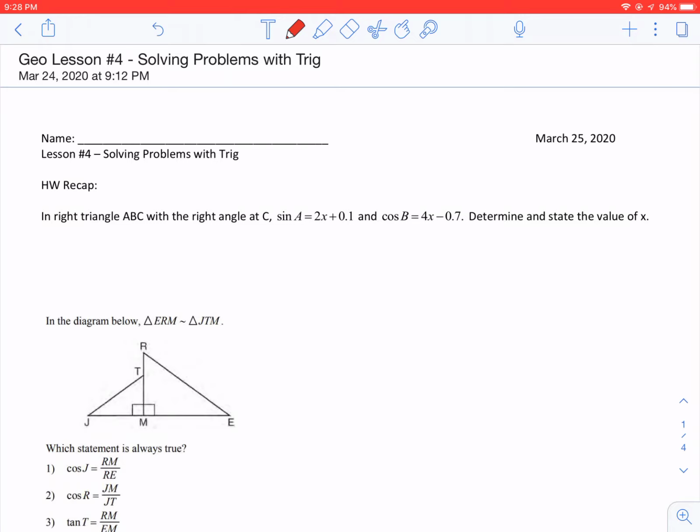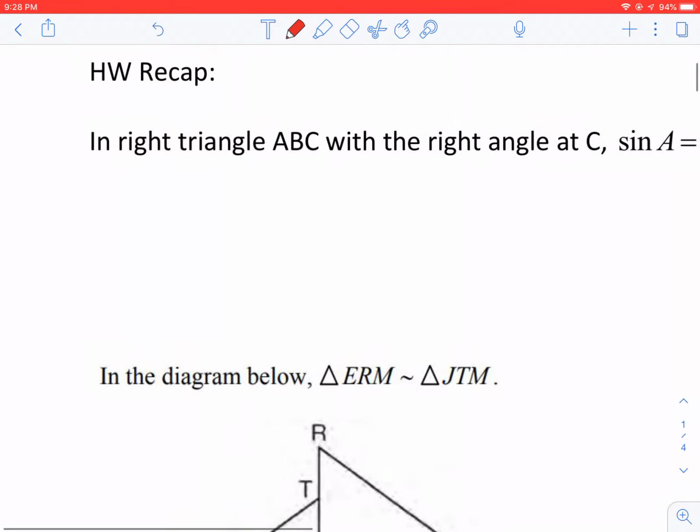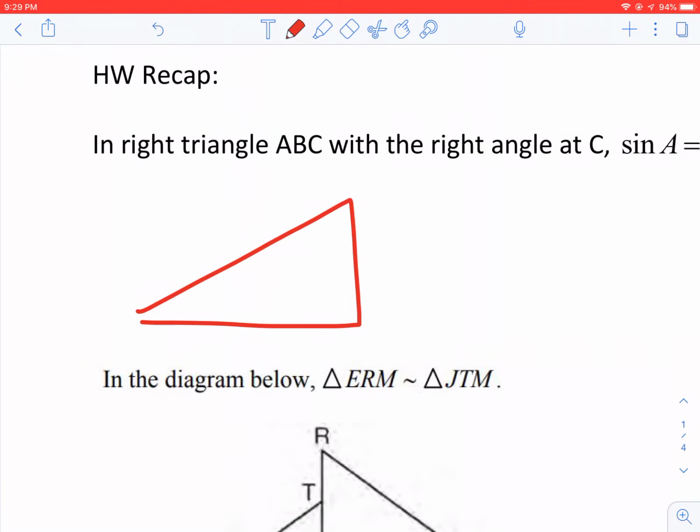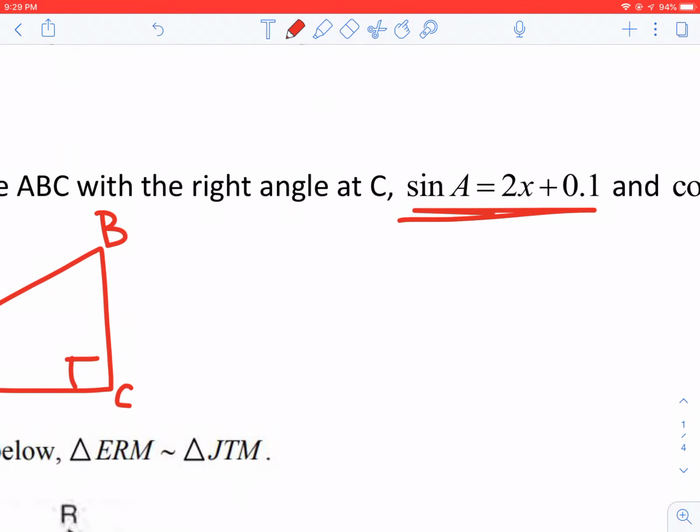In right triangle ABC with a right angle C, sine of A is equal to that and cosine of B is equal to that. Determine and state the value of x. I'm going to draw out my right triangle. Right angle at C, so I know A and B are the acute angles. Sine of A is equal to 2x plus 0.1.